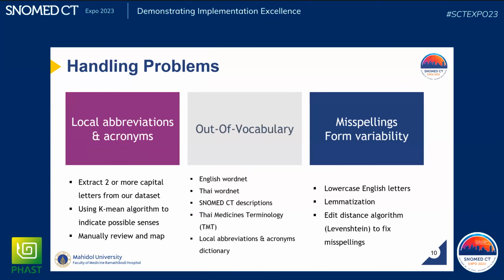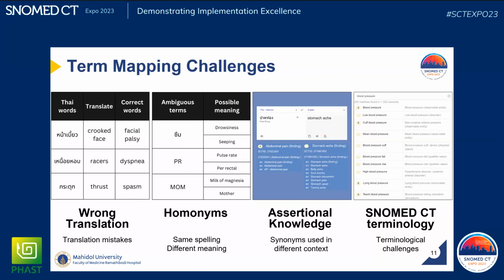So then we have the interface terms, which we could use as an interface terminology. And then we map to SNOMED CT, where we found a lot of challenges. First, the wrong translation. For example, the first one, "Na biao" in Thai, was translated to crooked face, but it's actually facial palsy. Or the second one, "Hop Ngai," was translated to razors, which I don't know why, but the correct term is dyspnea.